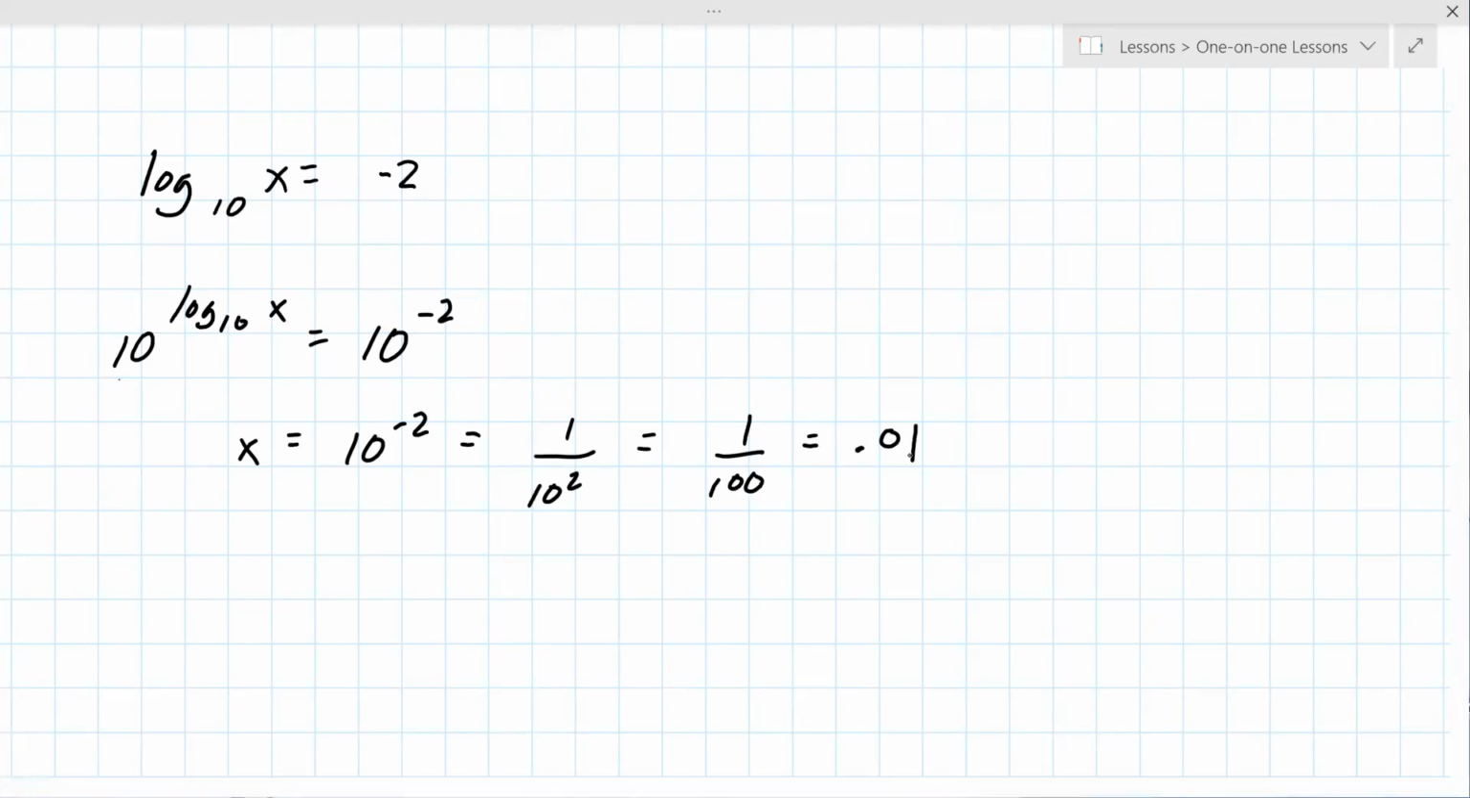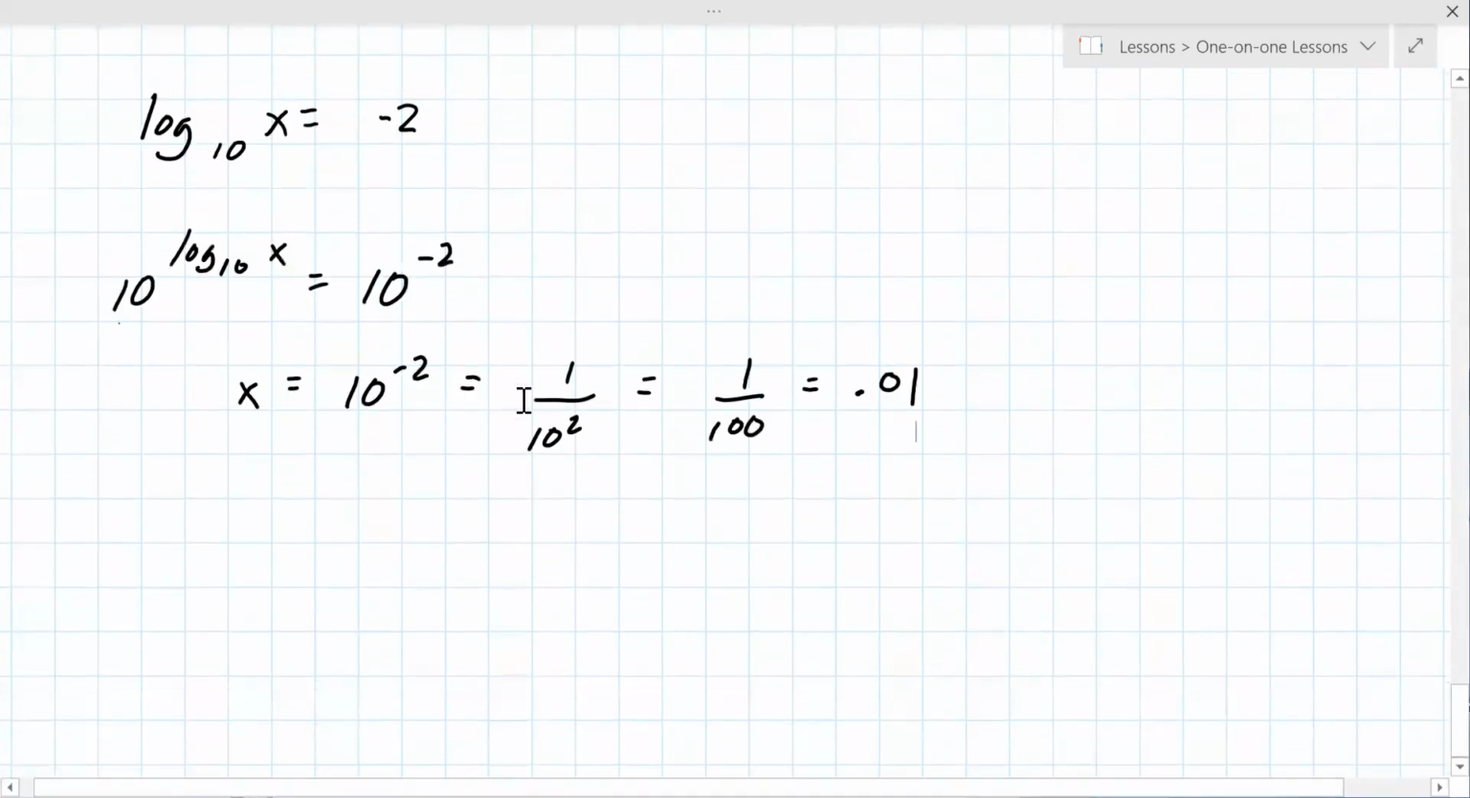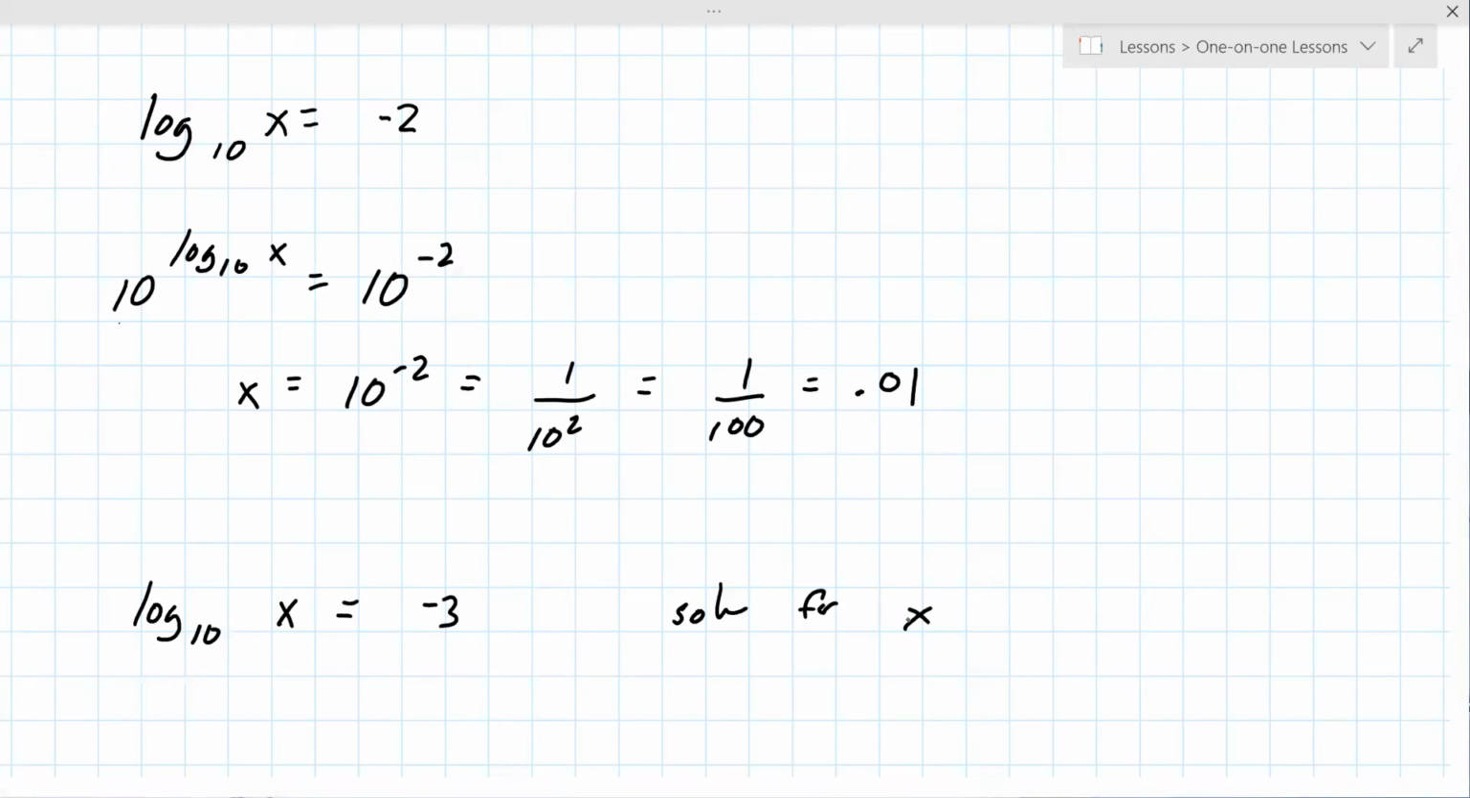Did you follow that? Good. Okay, let's do one more here. I'm gonna have you do this one and I'm gonna leave the previous one up. What is log base 10 of x equals minus 3? I want you to solve for x, please. So it would be x equals 1 over 1,000. Great.